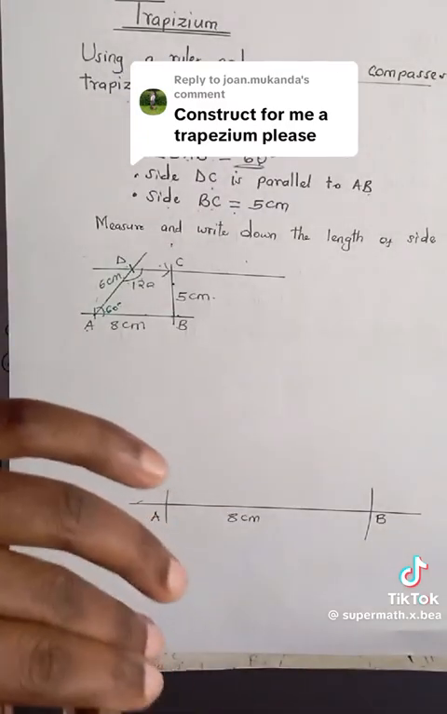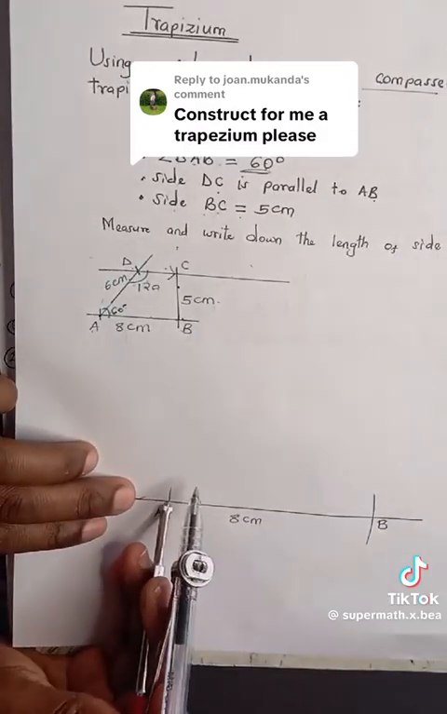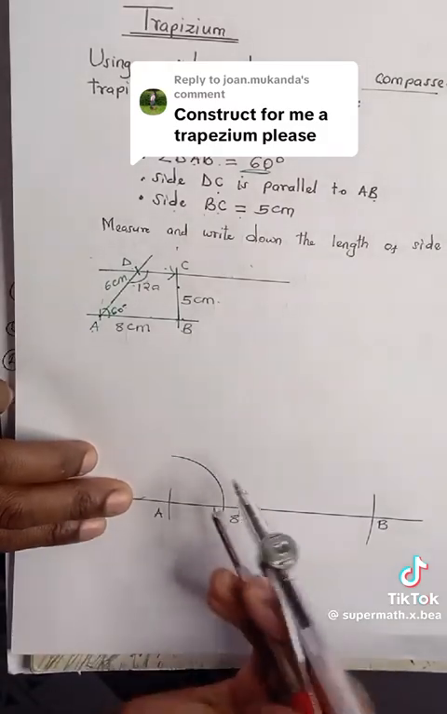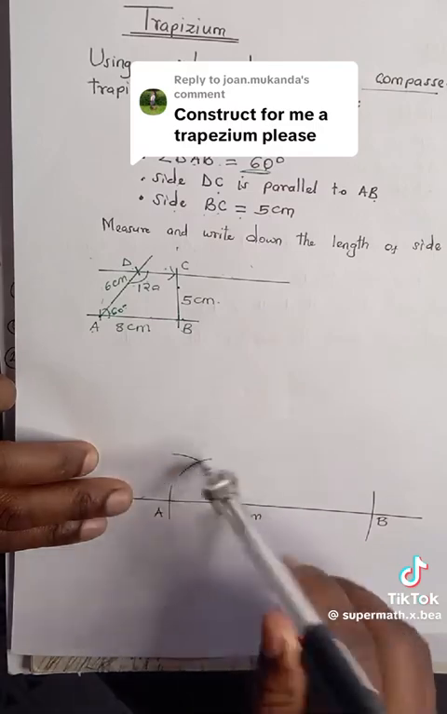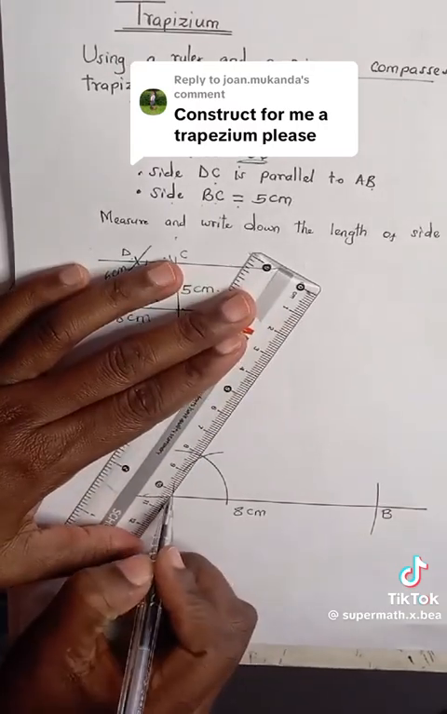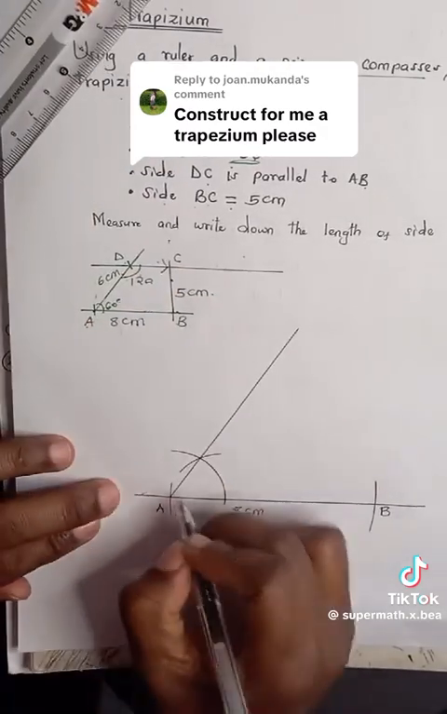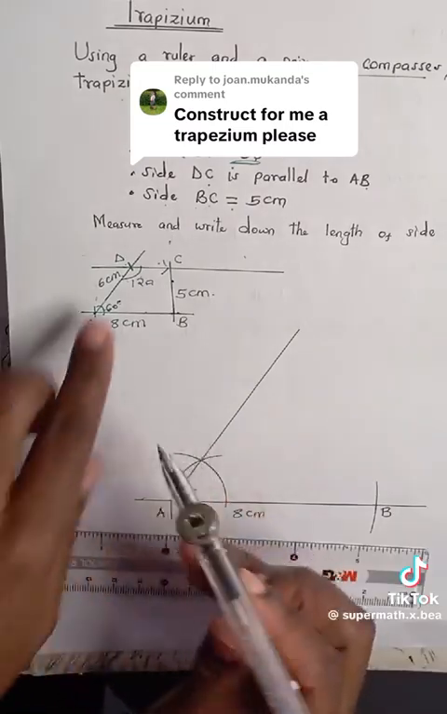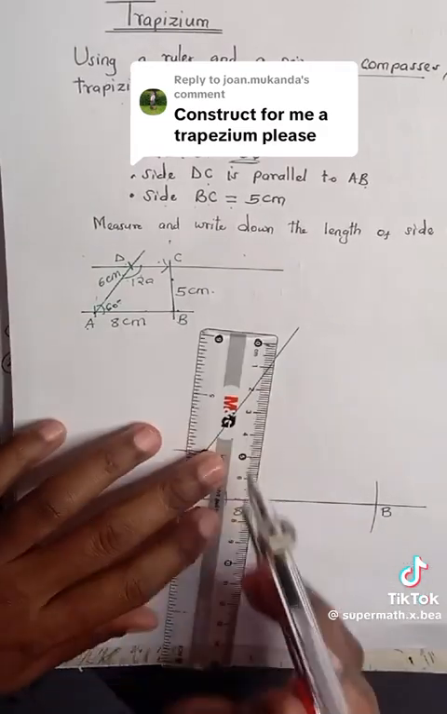On constructing the 60 degrees, remember the rules. You place the sharp point there and make a large arc. Without changing the radius of the compass, you place the sharp point there and make another arc that cuts the first arc. Then connect the point of intersection of the arcs with your point A, and that is your 60 degrees.